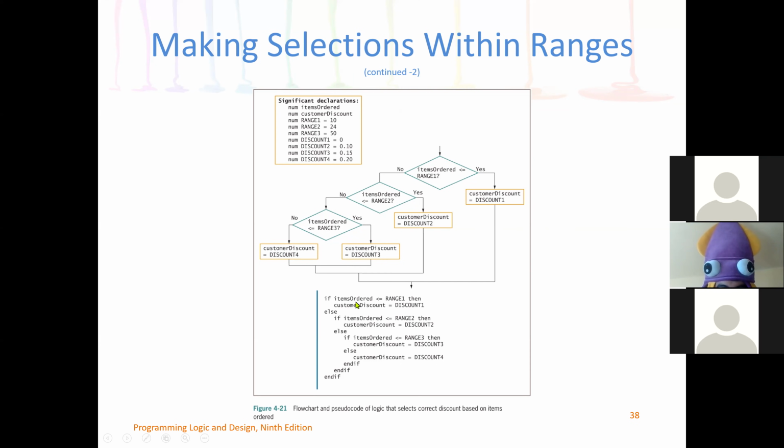If the items ordered is less than or equal to range 1, then we get the first discount. Else, if it's 2, we get the second discount. Else, if 3, we get the third. This is useful if you have a lot of conditions or different ranges.